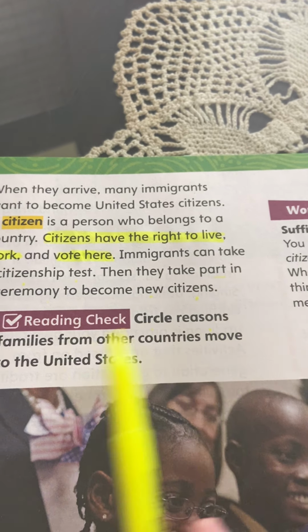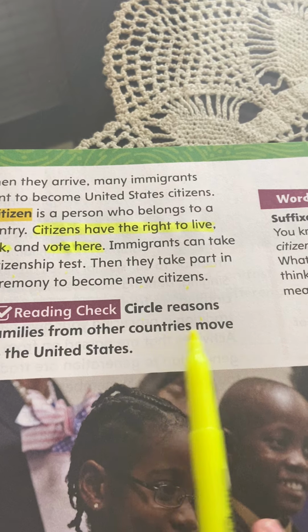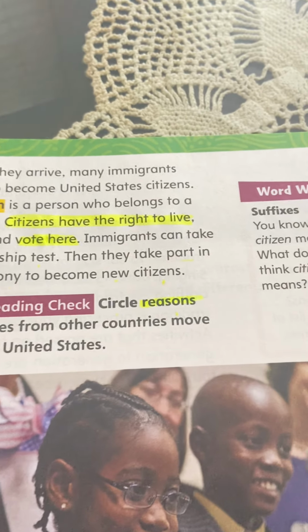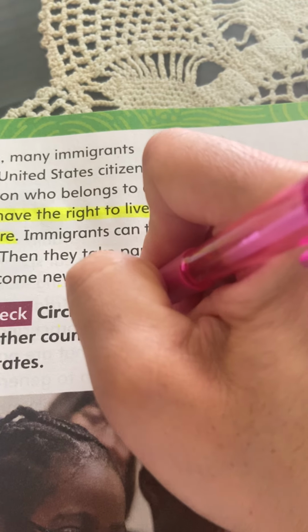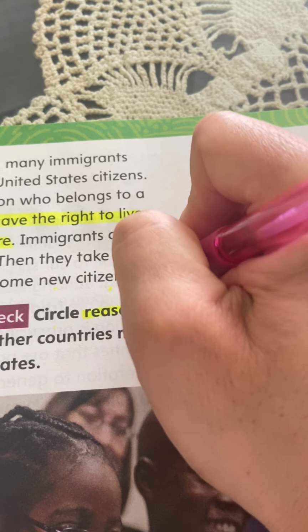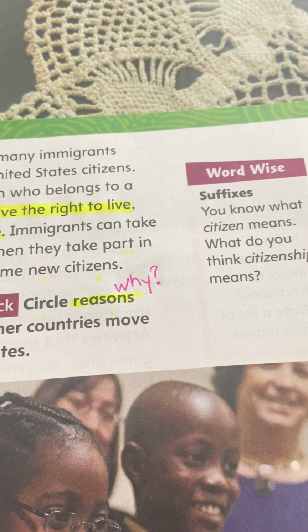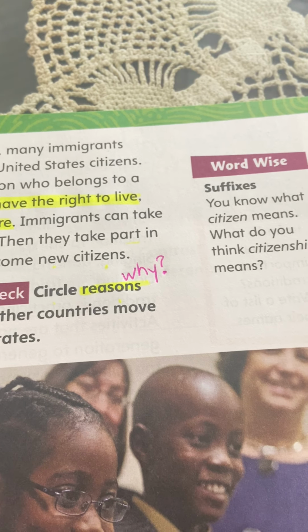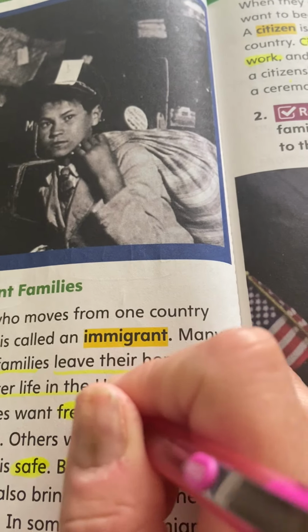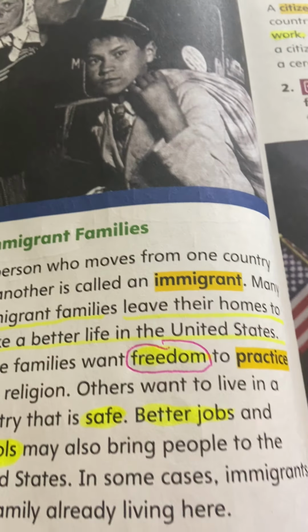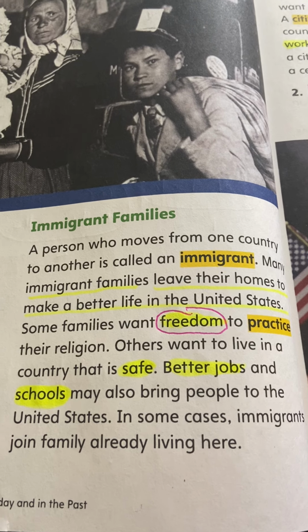Okay. Number 2, the reading check. Circle reasons families from other countries move to the United States. The reasons why. Okay. Reasons are basically why. Why do other countries move to the United States? And we actually highlighted them. Okay. The reasons are because they might want freedom, okay, to practice their religion.